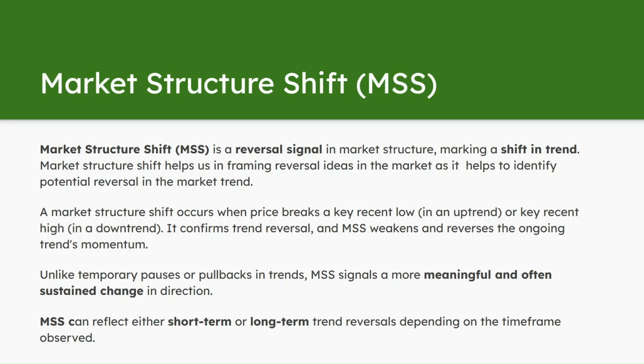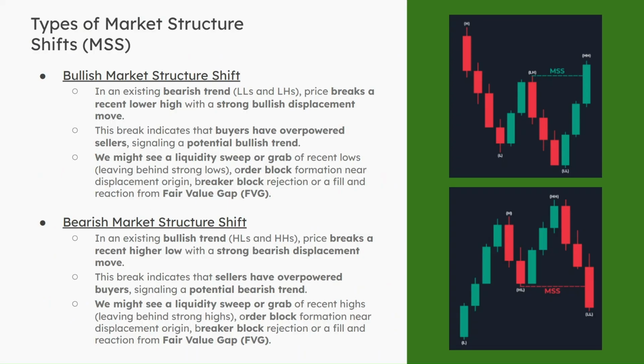MSS weakens and reverses the momentum of the current trend while confirming trend reversal. In contrast to brief reversals or pullbacks in patterns, MSS indicates a stronger, more significant, and frequently long-lasting shift in trend. Depending on the time frame examined, MSS might show either a short-term or a long-term trend reversal. Now again, we have two types of market structure shifts.